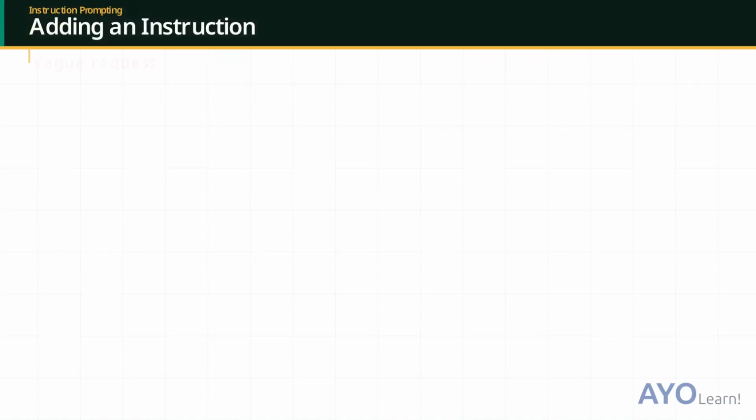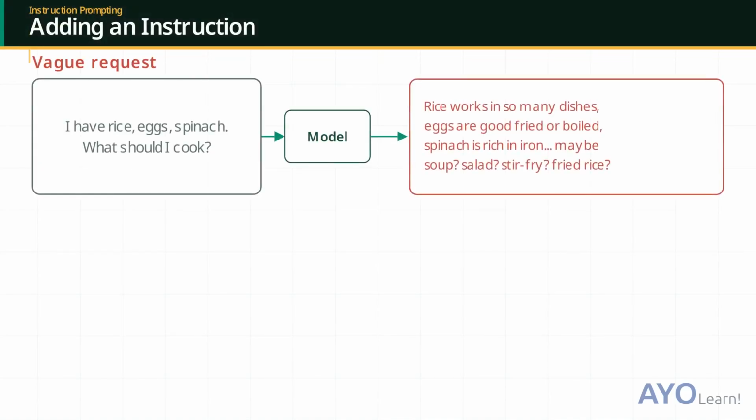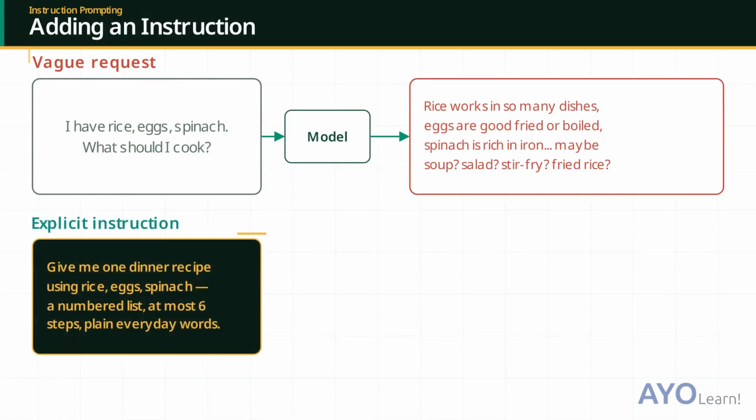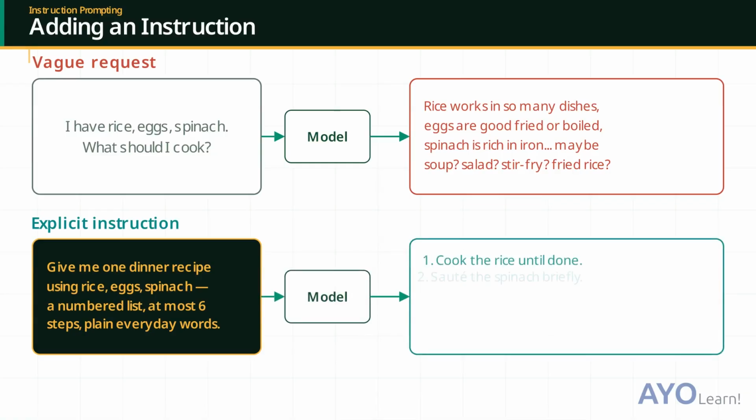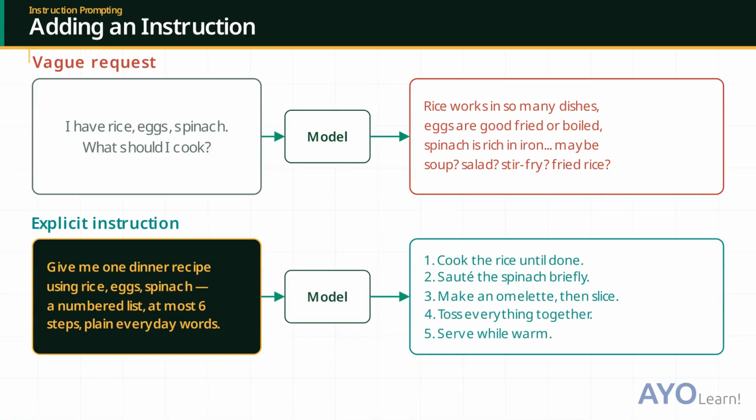Now let's rewrite the request as a clear instruction. Ask for one dinner recipe using rice, eggs, and spinach, laid out as a numbered list of at most 6 steps, in plain, everyday words. With directions this clear, the model answers neatly and in order, just 5 steps. Same request, only the wording changed.